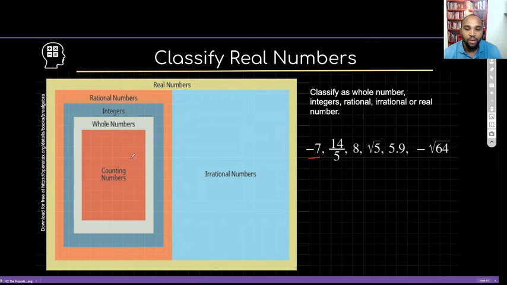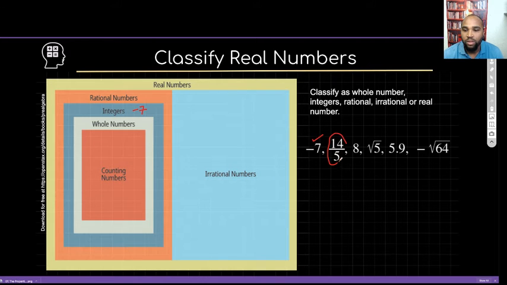So is it a whole number? Counting numbers are your 1, 2, 3, and so forth. The whole numbers are going to include 0, 1, 2, 3. Your integers are going to include negatives, -1, -2. So this is where we're going to put our -7. So our -7 goes with integers. Let's put -7 here. So check, we got that one.